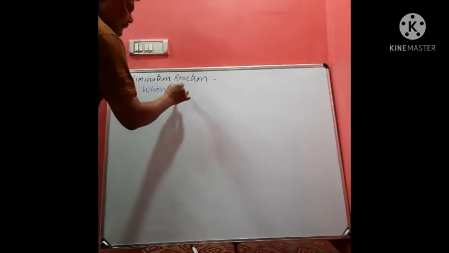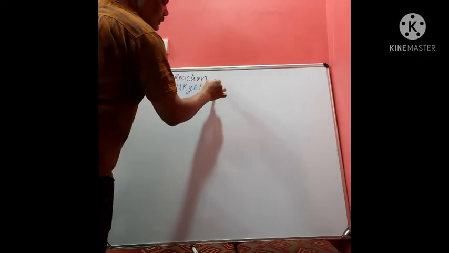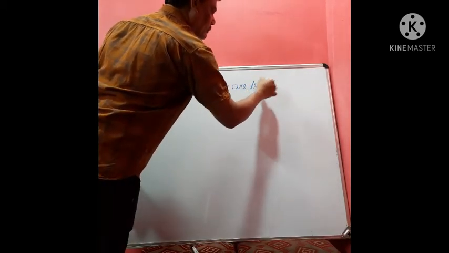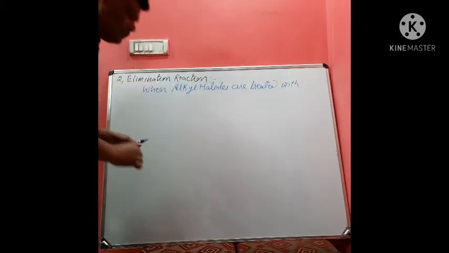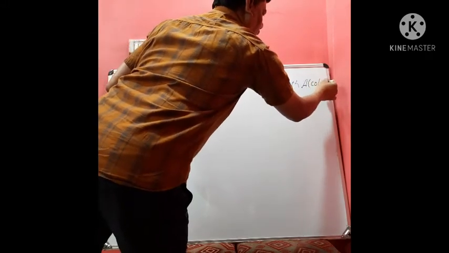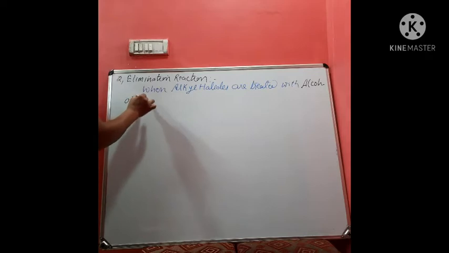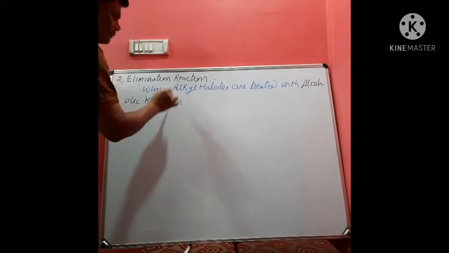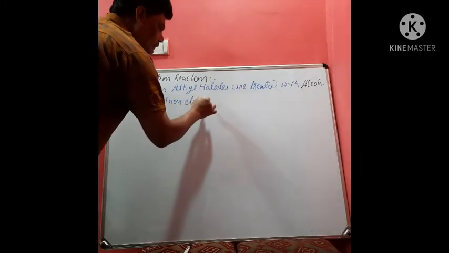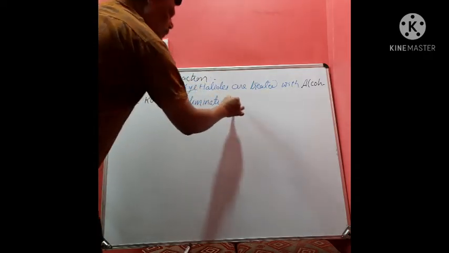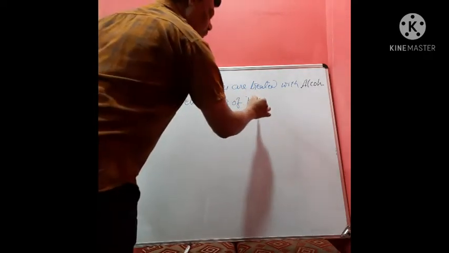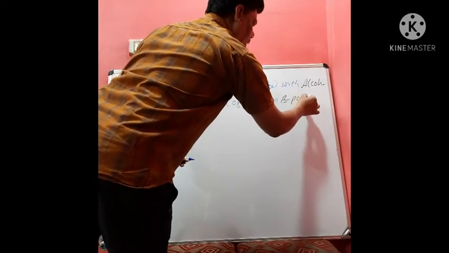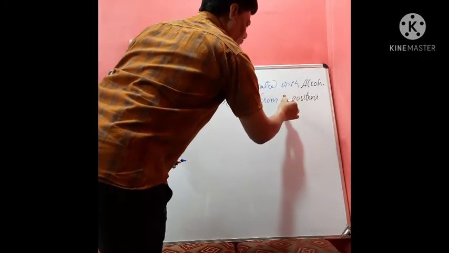When alkyl halide is treated with alcoholic KOH, then elimination of hydrogen from the beta position, that is the beta carbon of the carbon main chain, takes place. This is called what? Beta position.